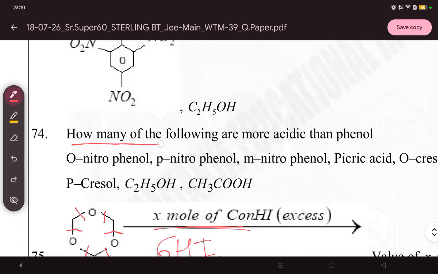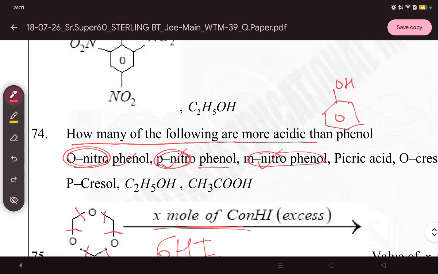How many of the following are more acidic than phenol? Phenols containing electron withdrawing groups are more acidic than phenol, and electron releasing groups make it least acidic. At ortho, the nitro is electron withdrawing, and at para also electron withdrawing. Nitro at the meta position is also electron withdrawing.